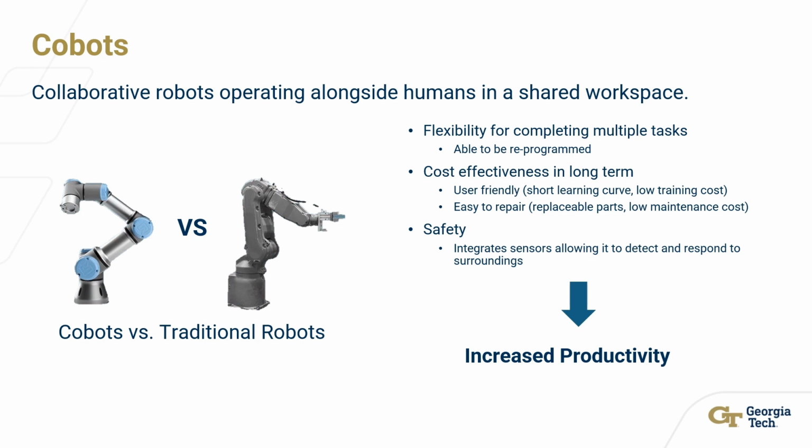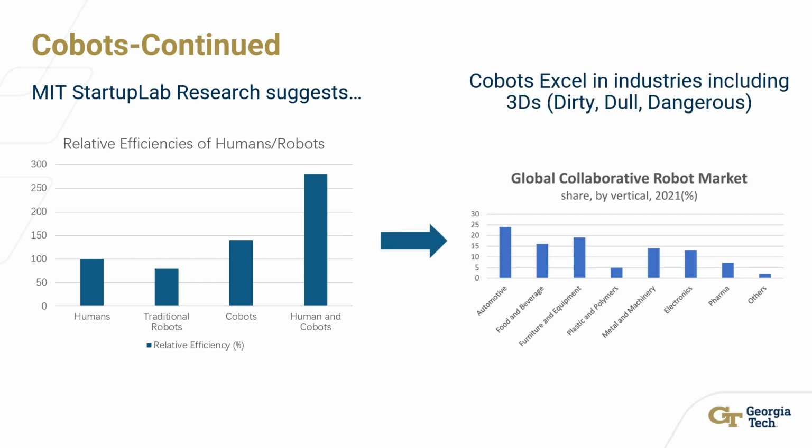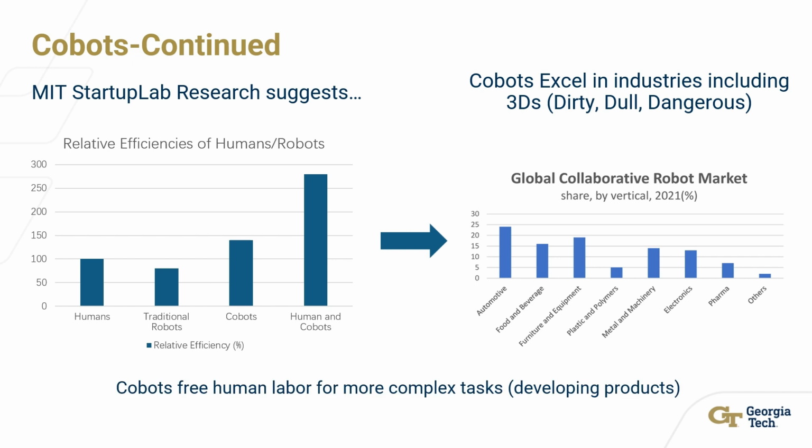All of these benefits grant cobots increased productivity in manufacturing. To quantify the ability of cobots, MIT Startup Lab has conducted research which suggested that when cobots work together with humans, they can achieve 280% of the efficiency of the total work they produce when working independently. This 1 plus 1 larger than 2 effect allows cobots to be widely adopted in various markets, primarily in automotive and equipment industries, where cobots replace humans in completing dirty, dull, and dangerous works. This frees human labor for more complex tasks such as designing better products instead of manufacturing them.